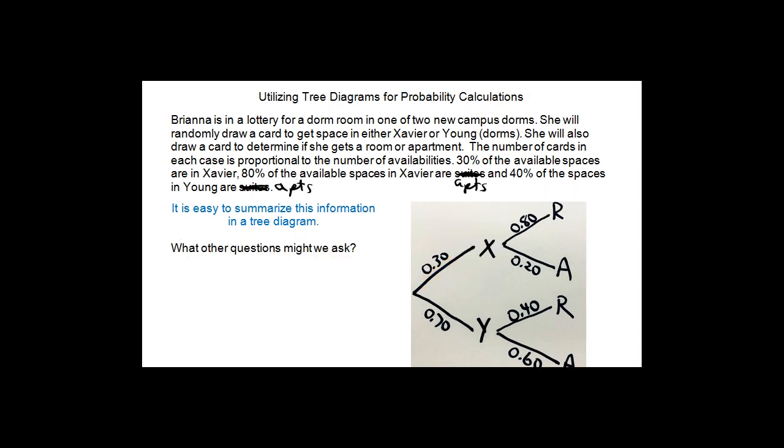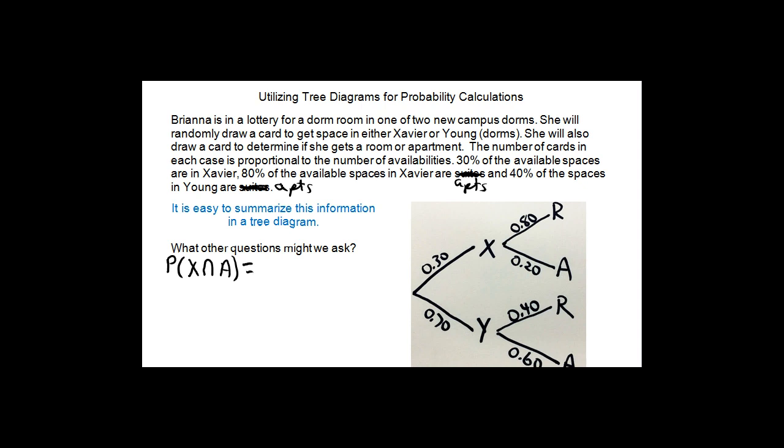Now I want to sort of build your intuition a little bit by asking some other questions. And there are just numerous things I could ask. But I might ask, for instance, what's the probability that Brianna gets in Xavier and gets an apartment?